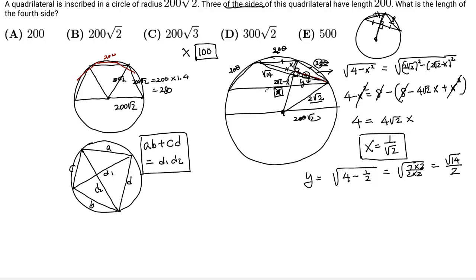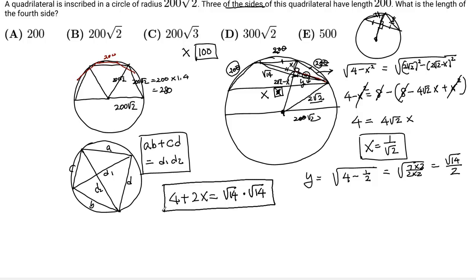Now I'll take the fourth side as a capital X. Using Ptolemy's theorem, the sum of the products of opposite sides: 2 times 2 is 4, plus 2 times X is 2X, equals the diagonal times the same diagonal, √14 times √14. Now let's find the value of X. 4 plus 2X equals 14. From here, 2X equals 10, X equals 5. We used the scaled-down numbers, so to get the real number we multiply by 100 again. The real X equals 5 times 100, so 500 is the answer.